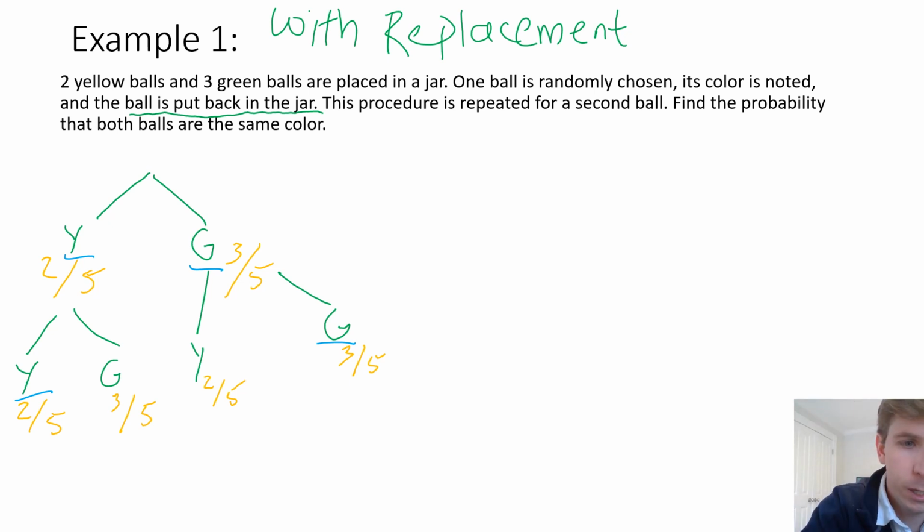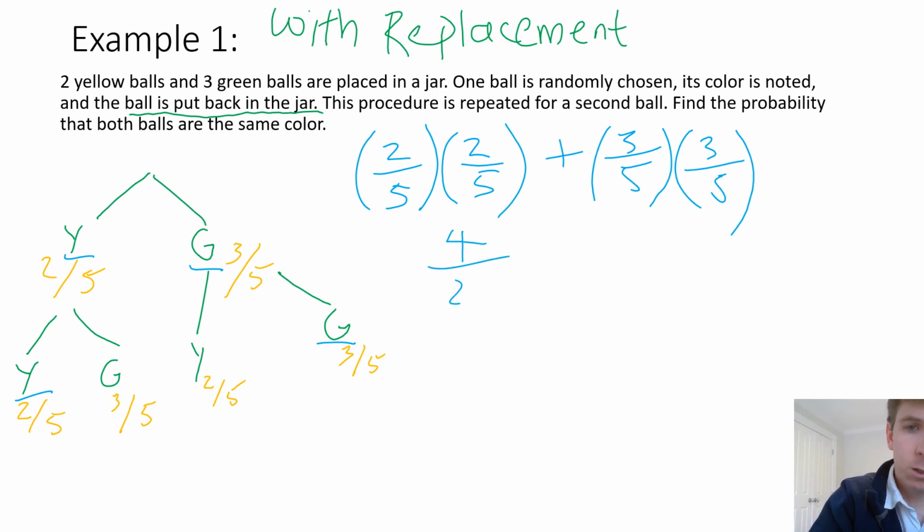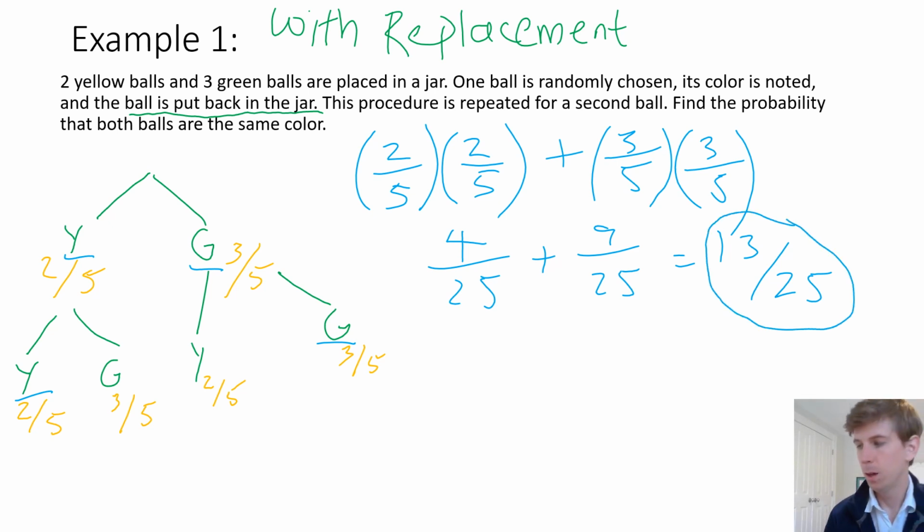So for the probability of 2 yellows, that is going to be 2/5 times 2/5, plus the probability of getting 2 greens, which is 3/5 times 3/5, or 4/25 plus 9/25, which equals 13/25. Okay, so right there I showed you the tree diagram, which gives you a nice visual. All we've got to do is multiply down those branches, and then add the branches together that match up to what we are trying to find.